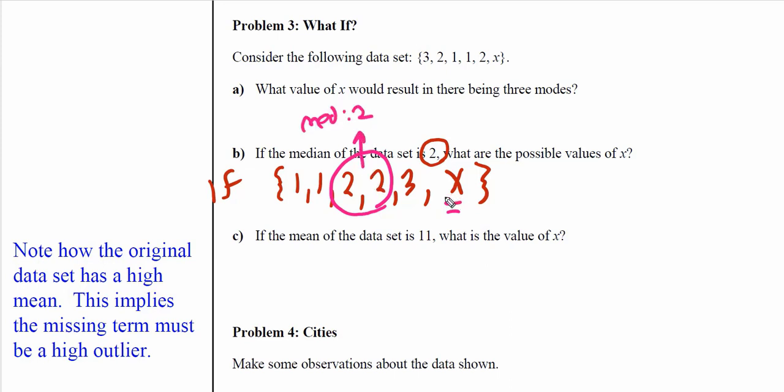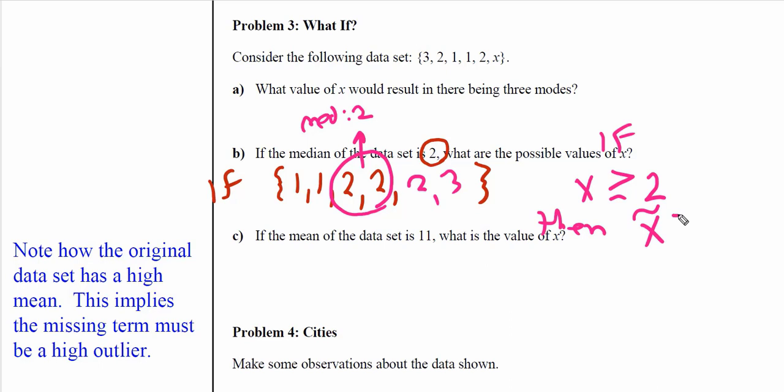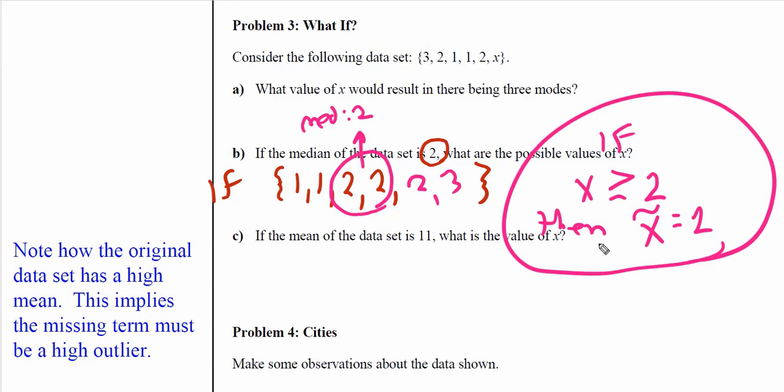Now we know that x could be 4, it could be 5, it could be 6, it could be anything up to positive infinity, right? Could it be 3? Well, if it were 3, it still wouldn't affect the median. Could it be 2? If it were 2, it would fit in this position right here, but my median would still be 2. So note that in this case, if x is greater than or equal to 2, then my median would be 2 no matter what. Okay? So that's the answer.